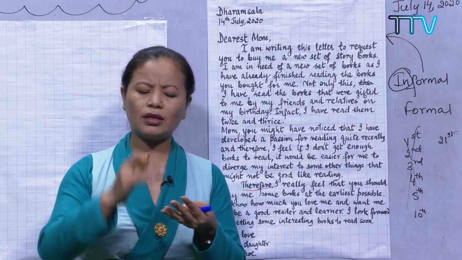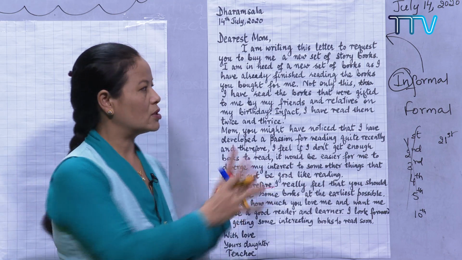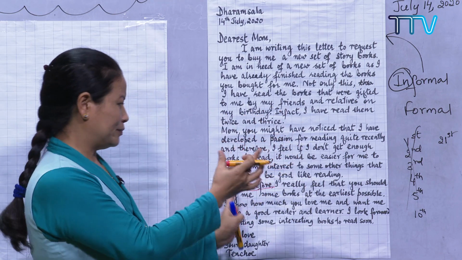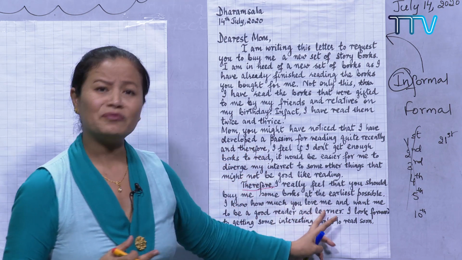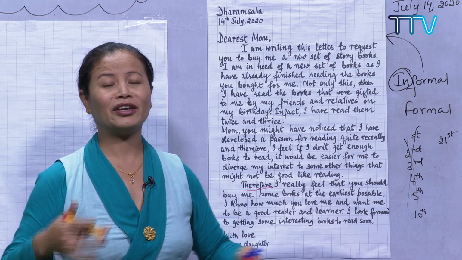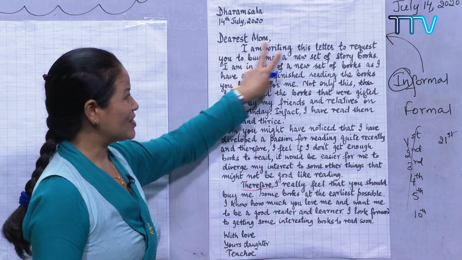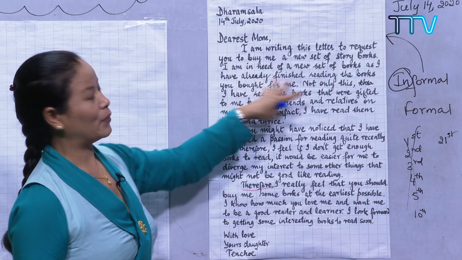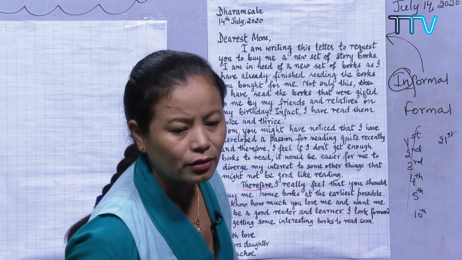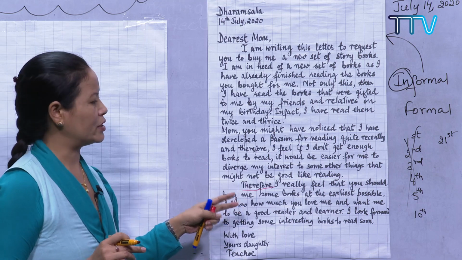So you see the elements, all the appeals, right? Emotion, character, and reason. But the stronger one here is emotions, right? Like, I know how much you love me and how much you want me to be a good reader and learner. And so you are in a way telling your mom, yeah, you should buy me books. So this is what you can call persuasive writing, right? So this is a type of persuasive writing.